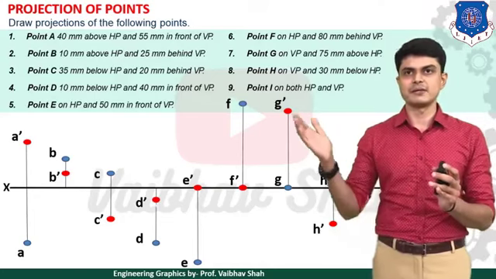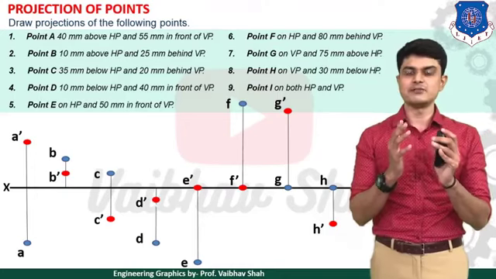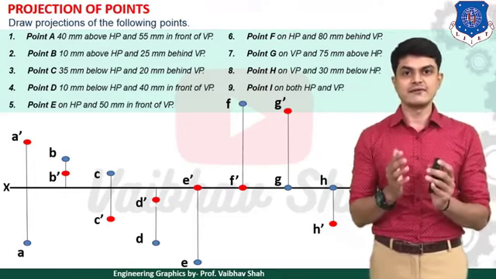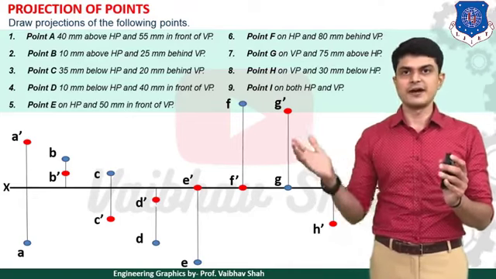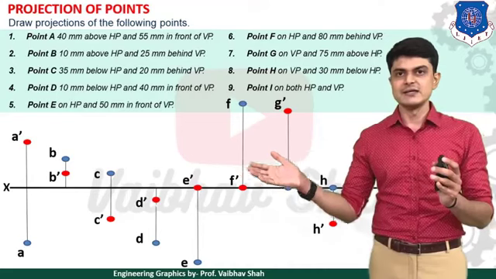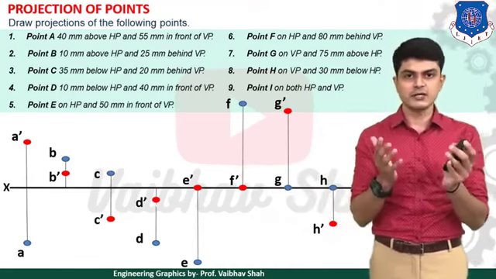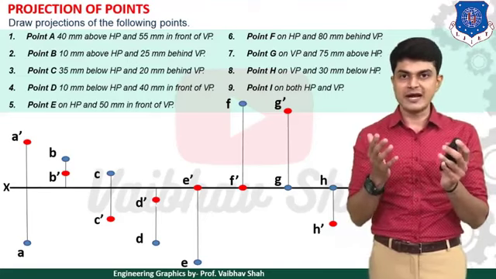Now then after, let us see example number 5. Point E is on HP and 50 mm in front of VP. On HP means what? On XY line itself, and with respect to HP means what? We will have the answer with a dash. So your point E dash would be on XY line, and now 50 mm in front of VP. So in front means what? Below XY line. So point E dash would be 50 mm below XY line.